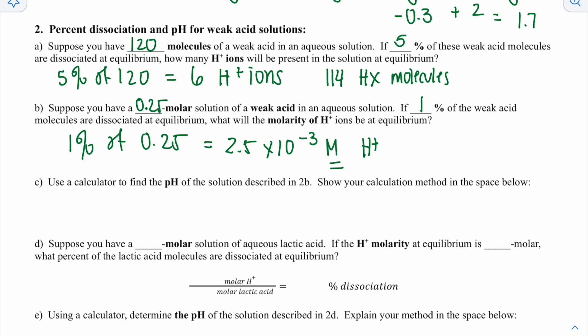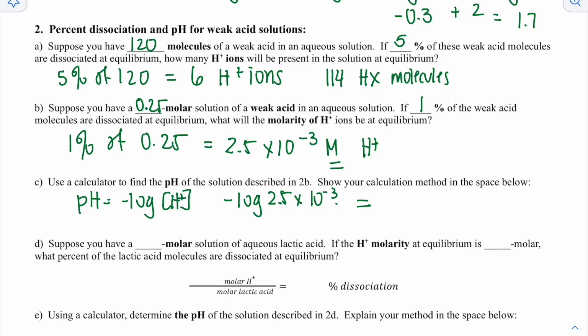Now we're going to find the pH of the solution. And remember, again, the pH is equal to the negative log of the H plus concentration. So we're looking for the negative log of 2.5 times 10 to the minus 3. And if you do this in your calculator, which you should try now, the answer is 2.6.